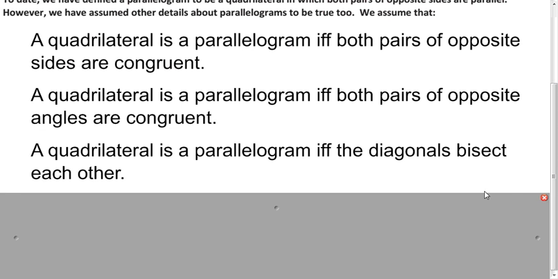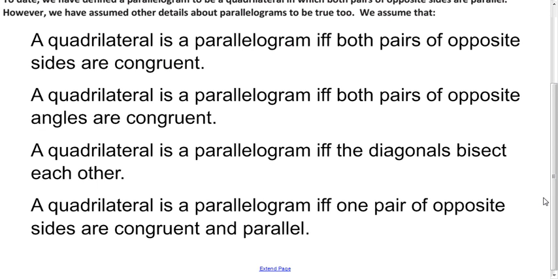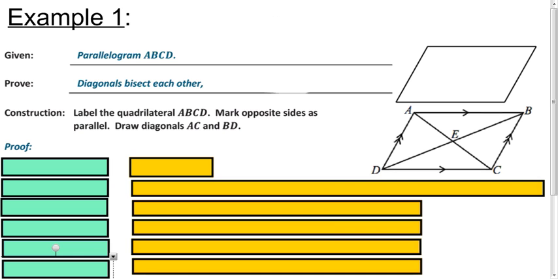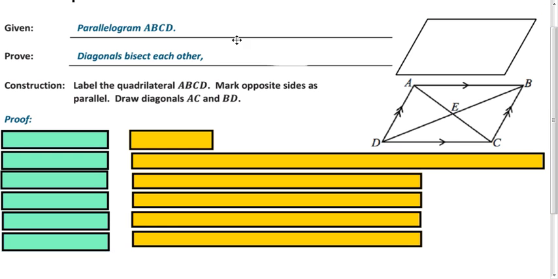Now, one property we might not have talked about, but it's also true, is that if you have one pair of opposite sides that are both congruent and parallel, it's a parallelogram. So that comes in handy sometimes. So let's go about proving one of these. Let's talk about the diagonals of a parallelogram. So here's our picture. And what would our last statement be here if we want to prove that diagonals bisect each other? What would have to be equal?